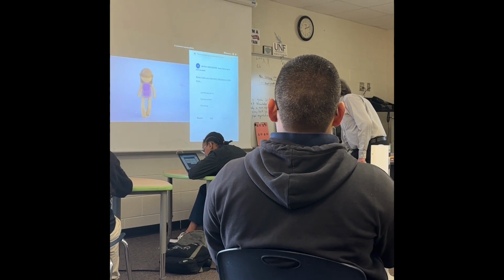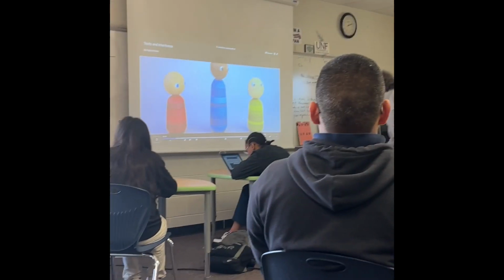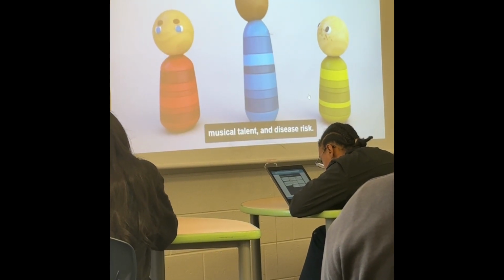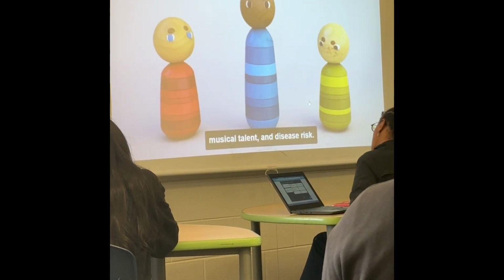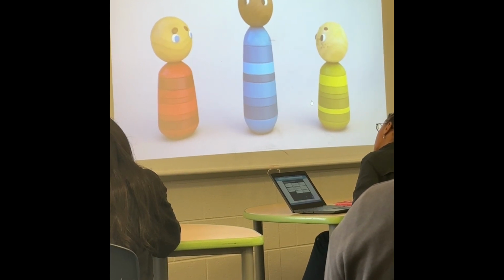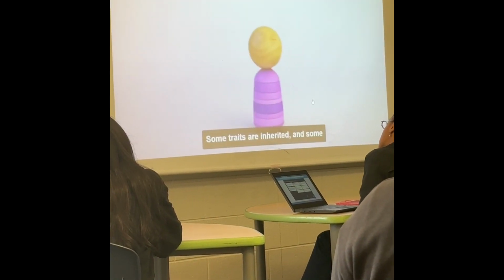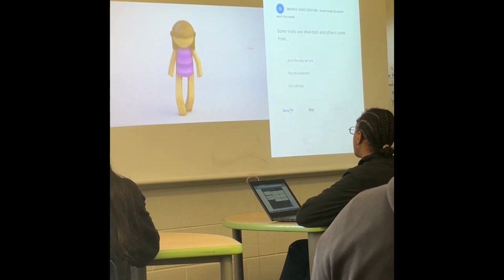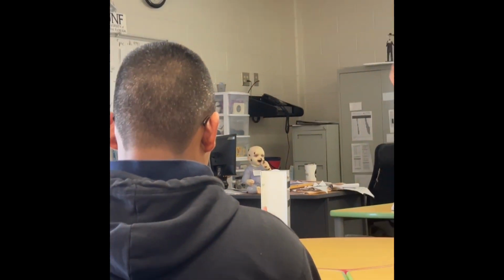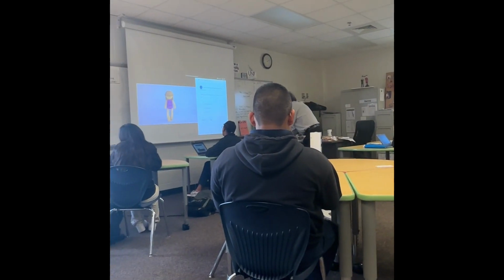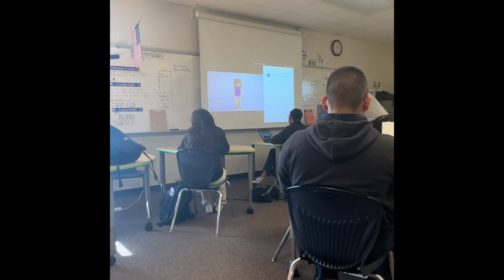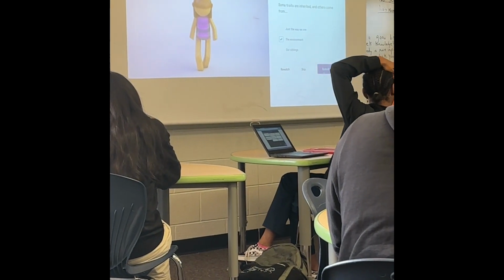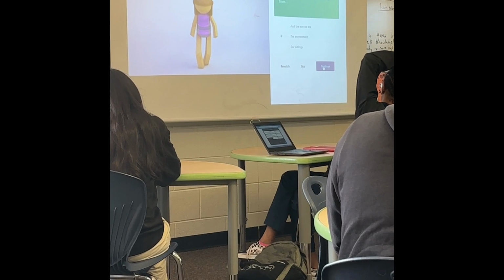I want y'all to pay attention because it's giving good information. Others are less visible, like asthma, musical talent, and disease risk. Some traits are inherited, and some are shaped by the environment. Shaped by the environment. Did y'all see that? I love this. I'm going to have to find some more of these Ed puzzles. All right, so the environment. Y'all think that's right? Let's submit it. Yes, we got 100%.